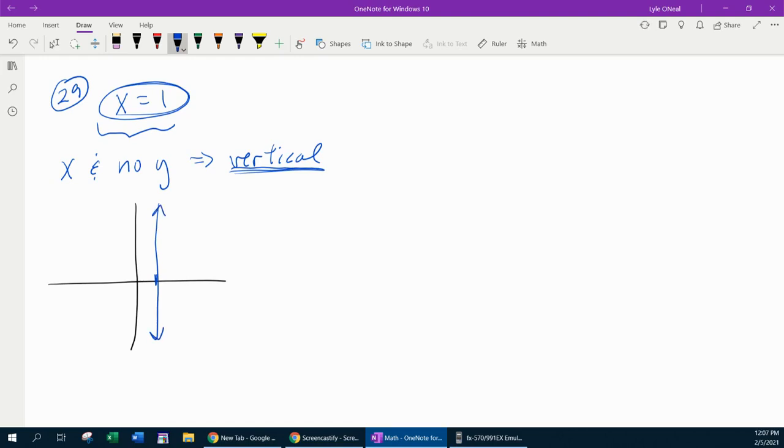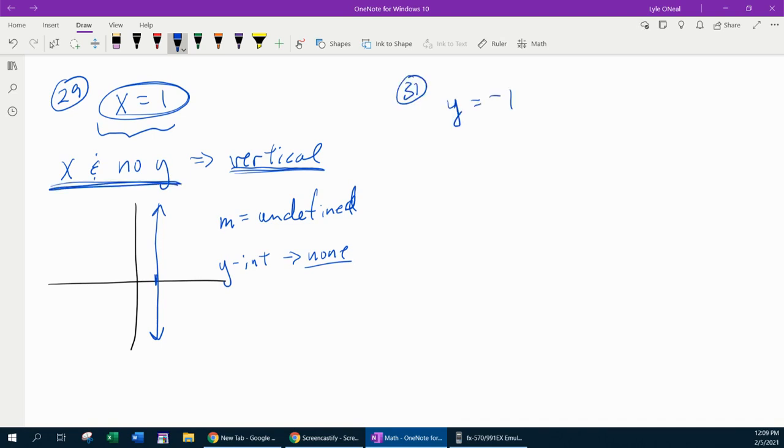And just for fun, I'm going to throw in a couple of bonus features here. First, the slope of every vertical line is undefined. And if they ask you for the y-intercept, you're going to say, nope, not going to happen, because this vertical line is going to run parallel to the y-axis, which means that there is none. There is no y-intercept.